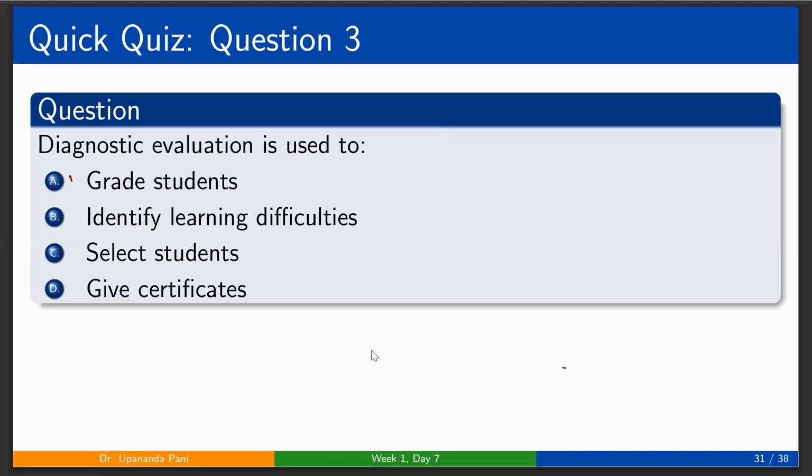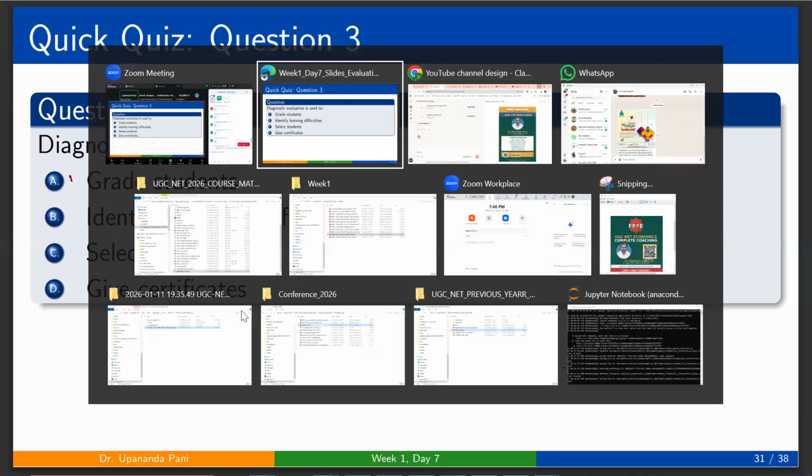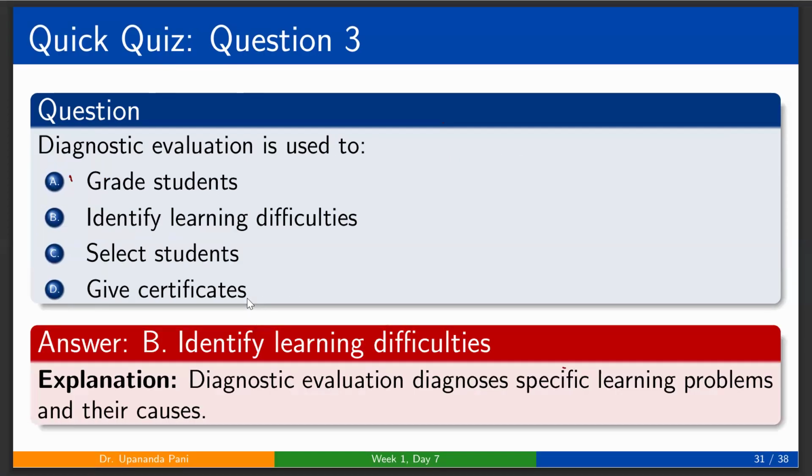Diagnostic evaluation is used to grade students, identify learning difficulties, select students, or give certificates. So what is the answer? So everyone is saying B, right? That is good. So B, to identify learning difficulties. Diagnostic evaluation diagnoses specific learning problems and their causes.